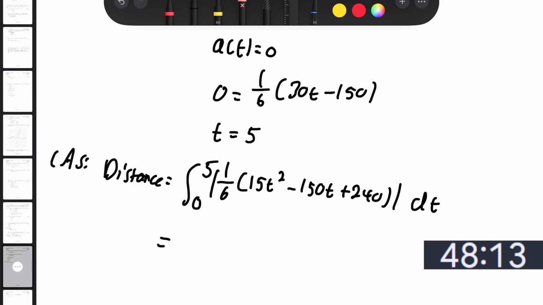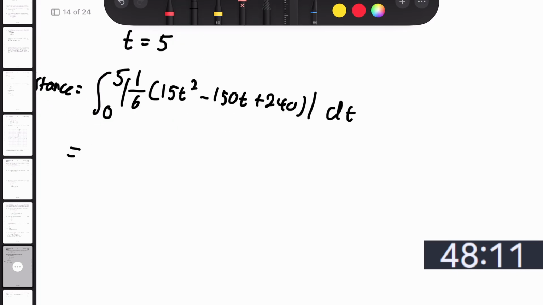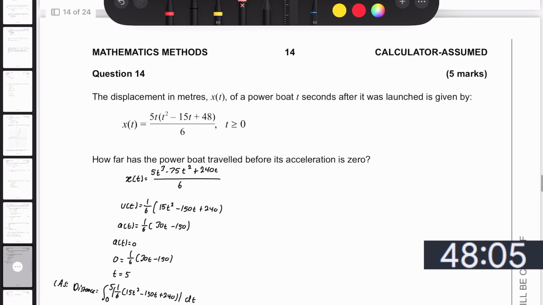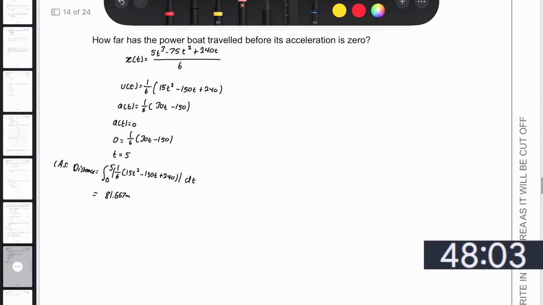Decimal. Oh no, that was very fast. Jesus. 81.667 meters. And it's in meters, yes.